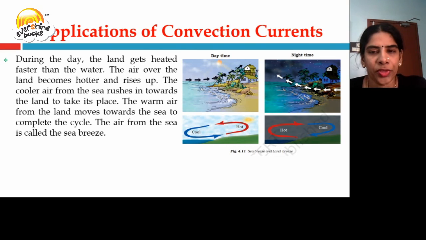During the day, what happens? The land will get heated faster than the water, that is in the oceans or rivers or anything. The air over the land gets hotter and rises up. The cooler air from the sea rushes in towards the land to take its place. The warm air from the land moves towards the sea to complete the cycle. The air from the sea is called the sea breeze.